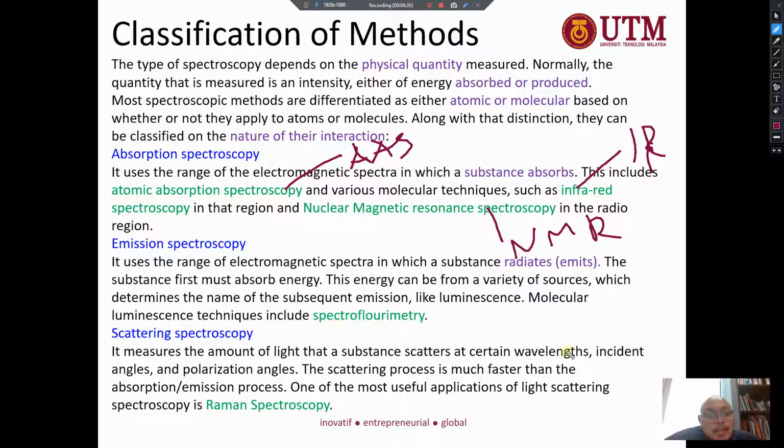One example of scattering spectroscopy, or scattering spectrometry, is the Raman spectroscopy technique. Raman spectroscopy is the principle, and the instrument is the Raman spectrometer. You can imagine it like this. Absorption spectroscopy is the classification, and the spectrometers for absorption spectroscopy are AAS, NMR and also IR. For emission spectroscopy, the instrument is the spectrofluorimeter, or fluorescence UV. For scattering spectroscopy, the instrument is the Raman spectrometer.